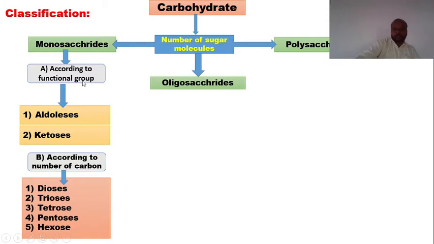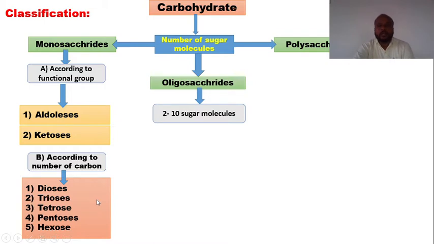So on the basis of functional group there are two, aldose and ketose, and according to the number of carbons there are trioses, tetroses, pentoses and hexoses. So there are five groups here. This is the classification of the monosaccharide.